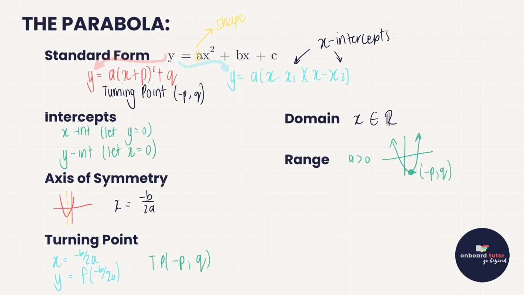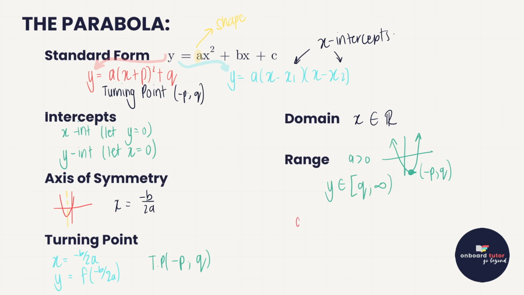So then I can say, if that's the case, Y is an element, and then we start at the turning point. Remember, we always go from the smallest to the biggest. So the turning point's Y value, q, all the way up to infinity.